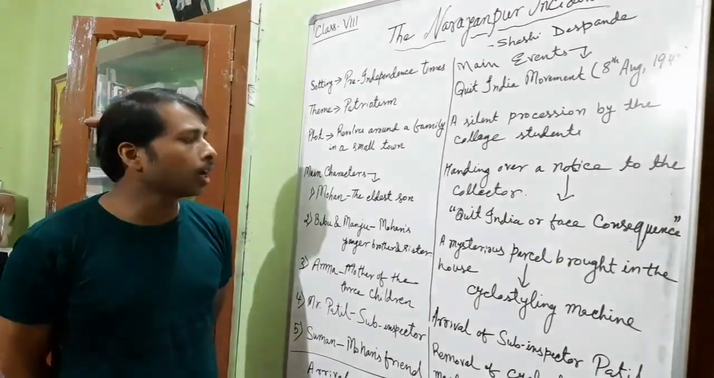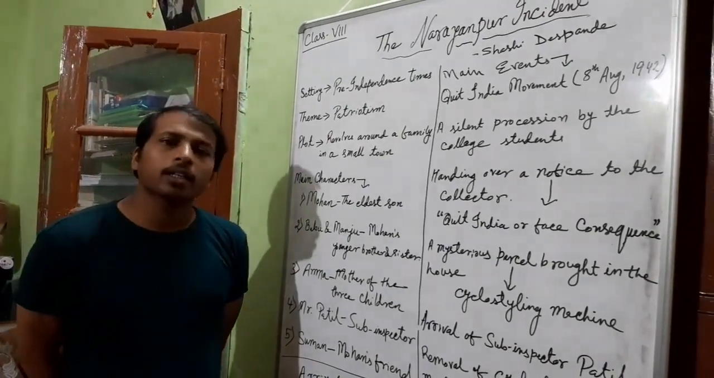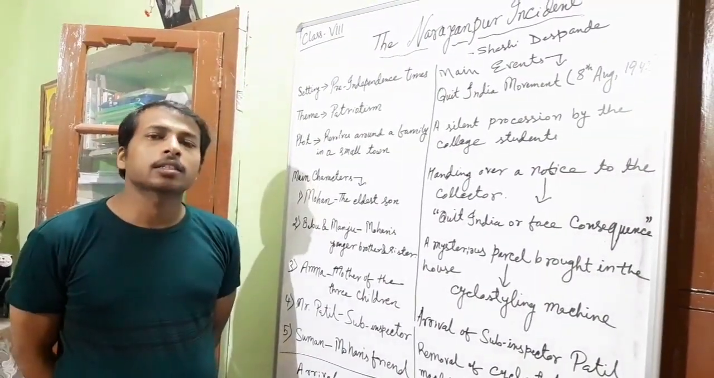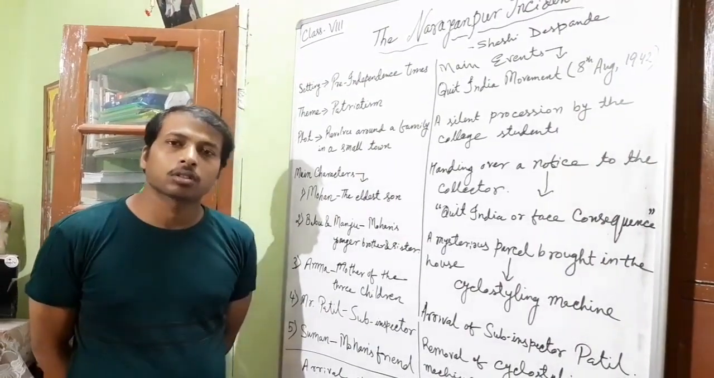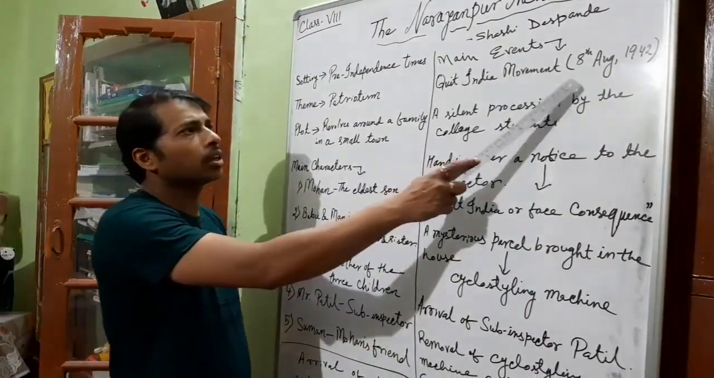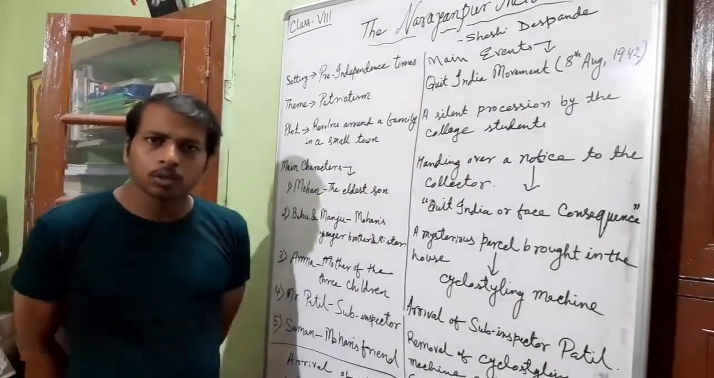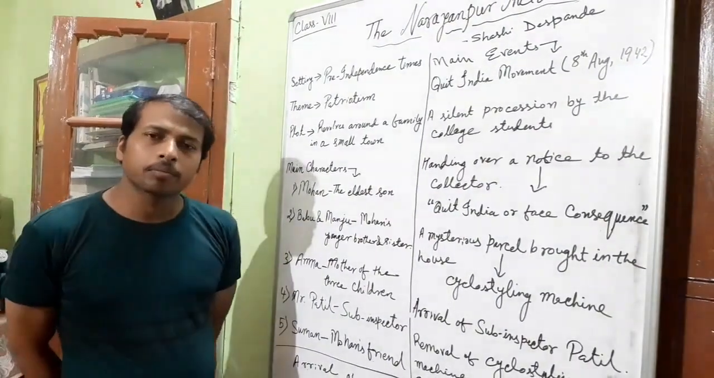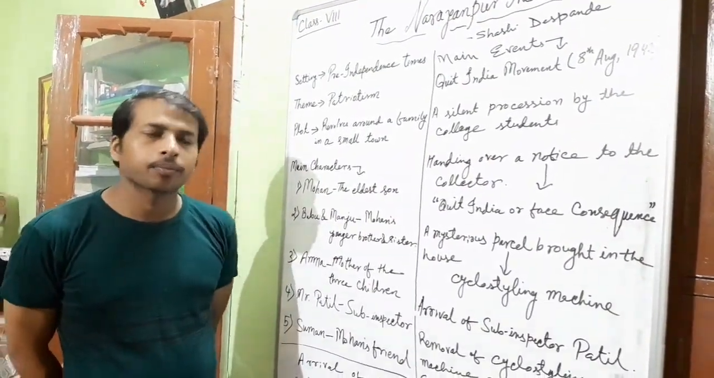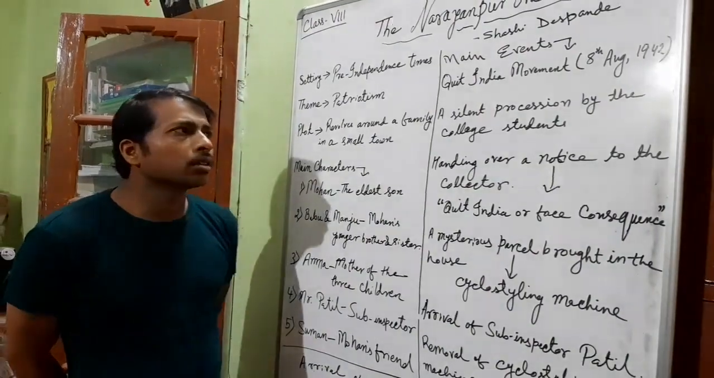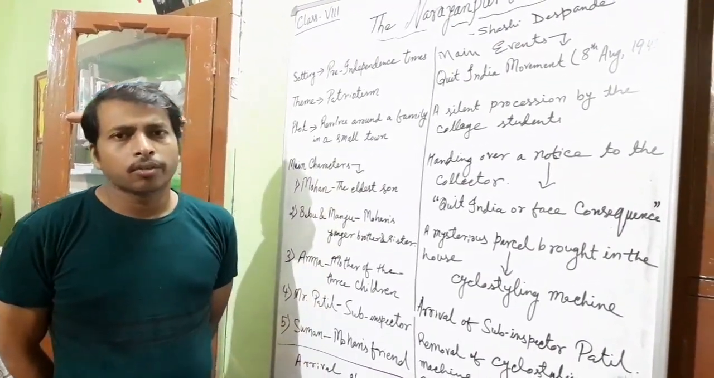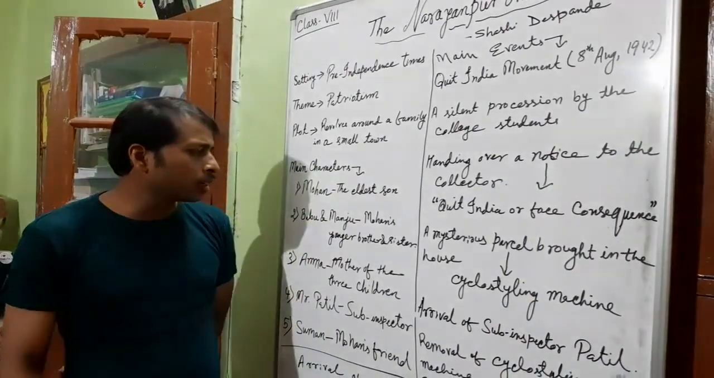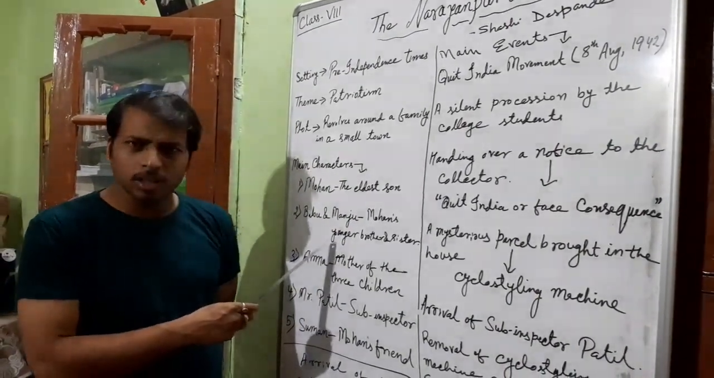Now, as the story unfolds, we find that it's the time when the Quit India movement was launched. The Quit India movement was launched on 8 August 1942. So it was that time when this story is set up. Mohan studied in college, whereas his younger brother and sister Babu and Manju were very small.